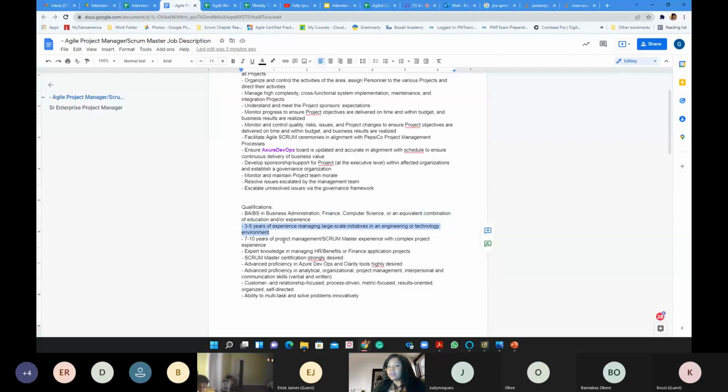7 to 10 years of project management, Scrum Master experience with complex project experience. The course that you have is giving you enough experience. So if you know how to tell your story and you leverage what I'm showing you here and you tell them with confidence, I am telling you those 10 years, they will buy it. Expert knowledge in managing HR, benefit, or finance application project.